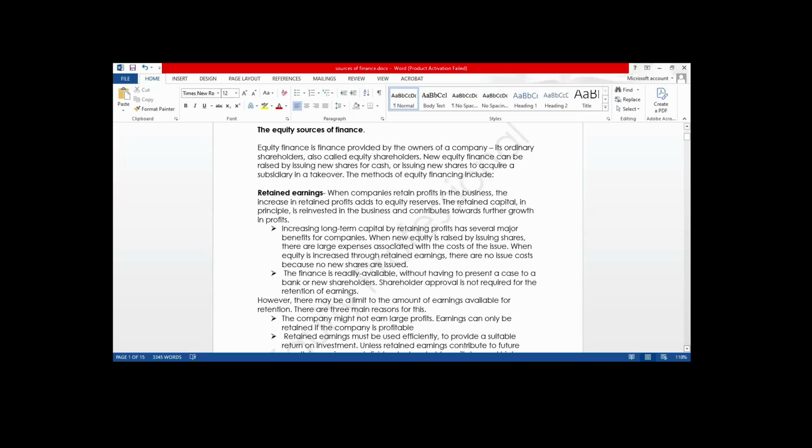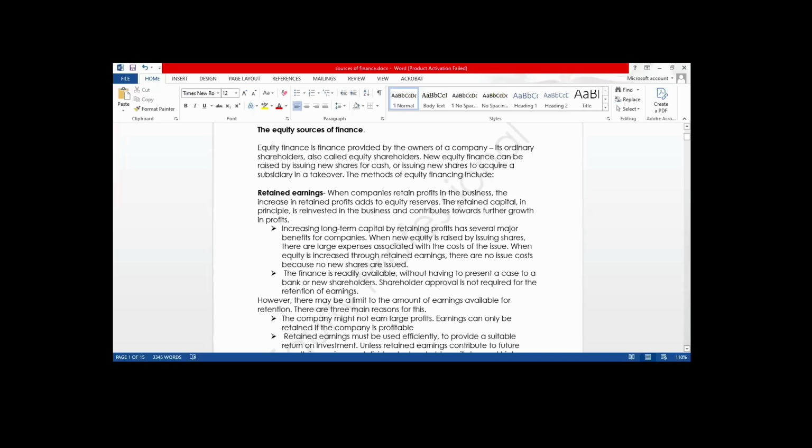There could be several benefits with retained earnings. One is the finance is readily available. The money is already in the company.